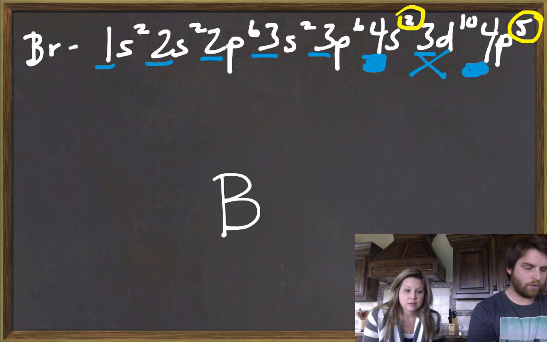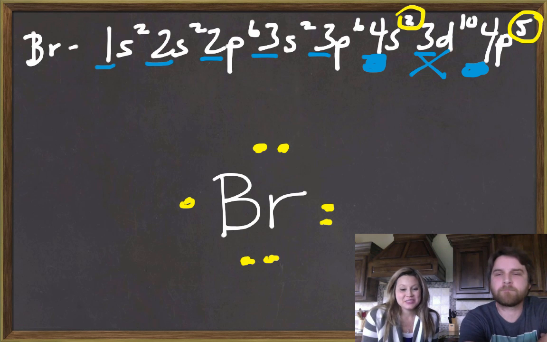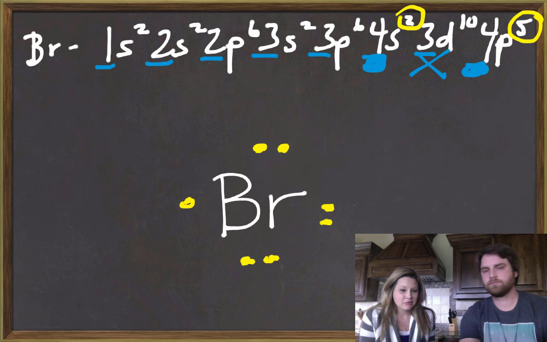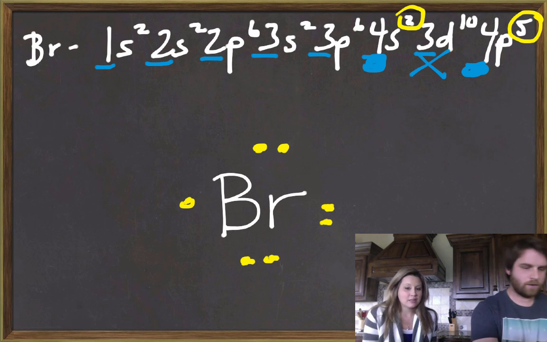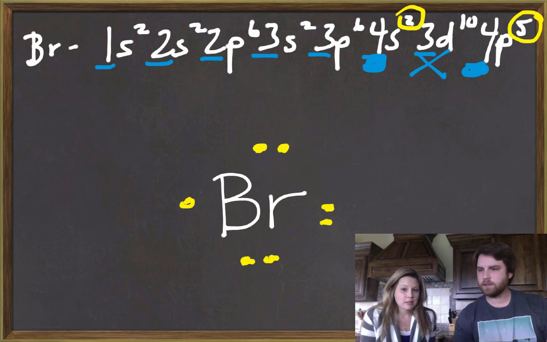So when I write bromine, I'm going to draw 7 dots: 1, 2, 3, 4, 5, 6, 7. 7 valence electrons. What you notice about all the families in the periodic table is that the families have the same number of valence electrons. So bromine, chlorine, iodine, they're all going to have 7. So that makes it pretty easy to handle.